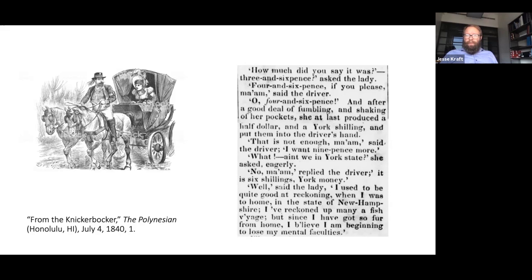So they talk about two different coins here, a half dollar, which we all know what that is, and a York shilling, which didn't actually exist, but was in fact a local name for a very specific coin.